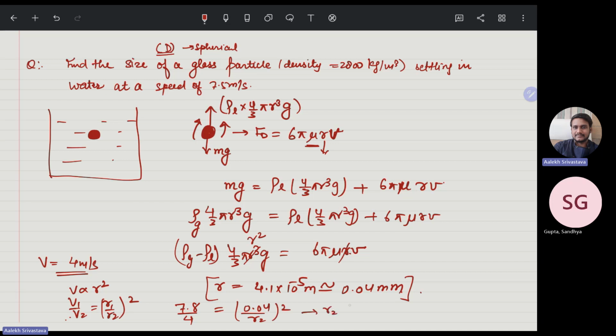So r2 is equal to the square root of 4 by 7.8 times 0.04. That means it would be less, because the velocity is reduced, so the diameter will be smaller. If you solve this, it would be 7.8.